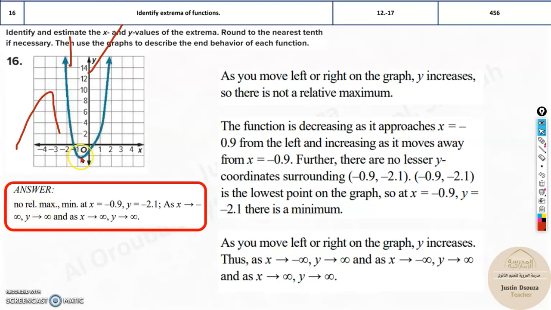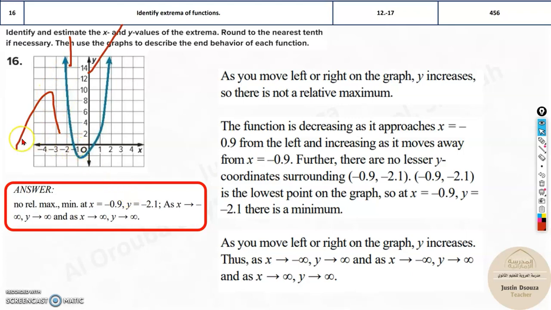This is the absolute minimum, or minimum. What does it mean? No part of the graph goes below it, right? That's why it's the minimum. What is the x value? About negative 0.9 over here. And the y value is over here. See, the scale is 2, so this means it's 2 and a little more than that, negative 2.1.